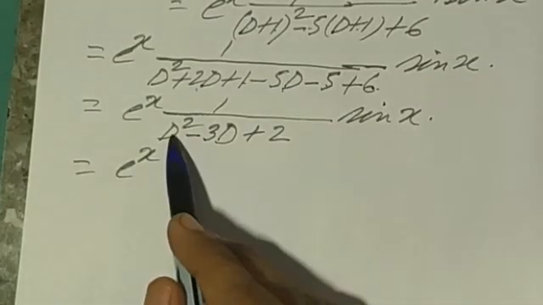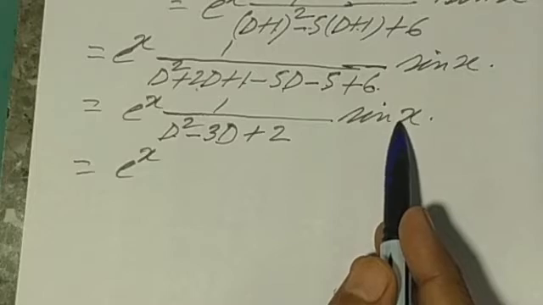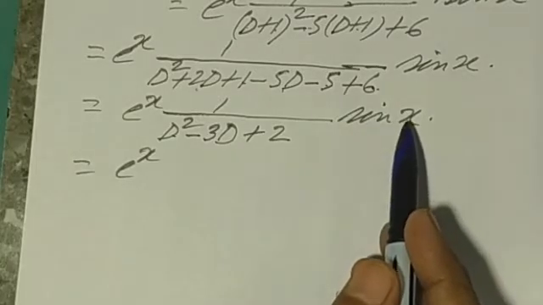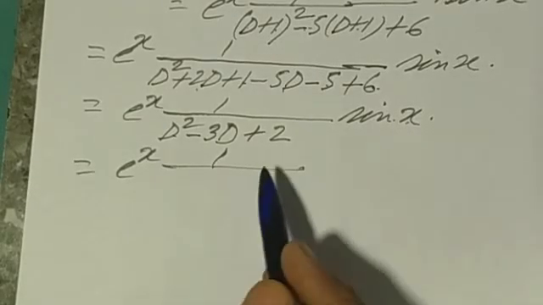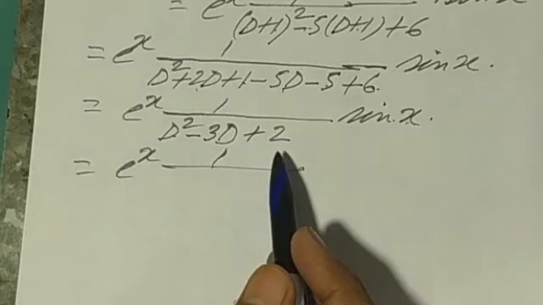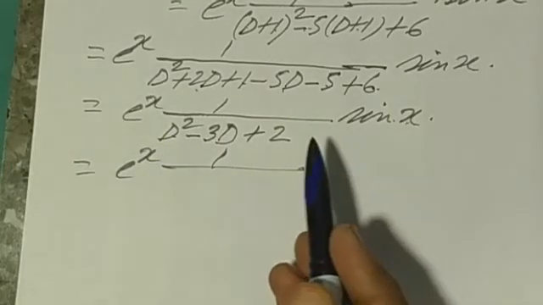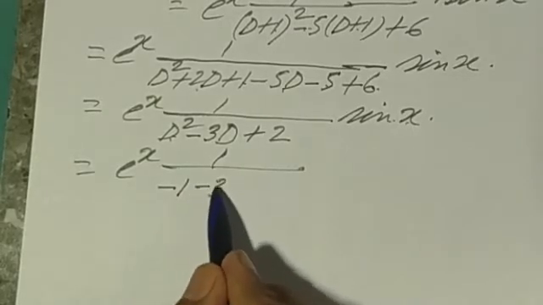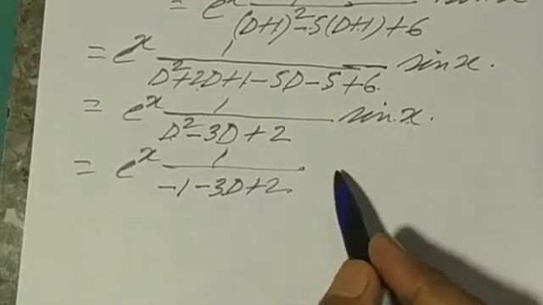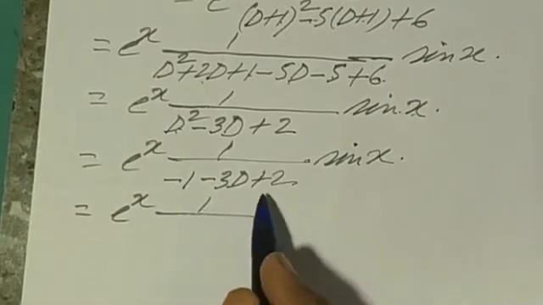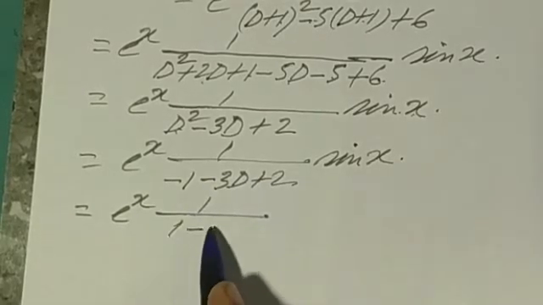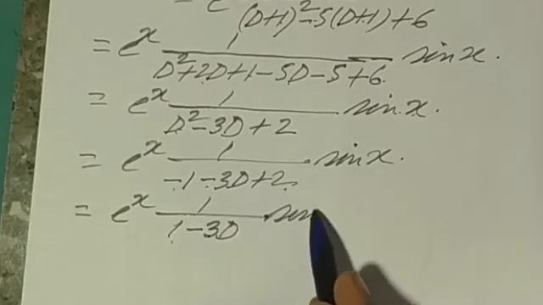Now we need to replace D square by minus a square, and here a is 1 because in the angle of sine there is x, so the coefficient of x is 1. So a square is 1, so minus a square means minus 1. We have to replace D square by minus 1, minus 3D as it is, plus 2 as it is, sin x. So simplifying we get e raised to the power x, 1 upon, and here we get 1 minus 3D, sin x.